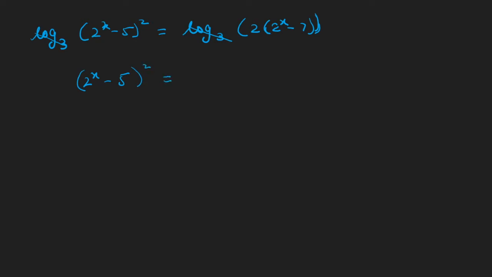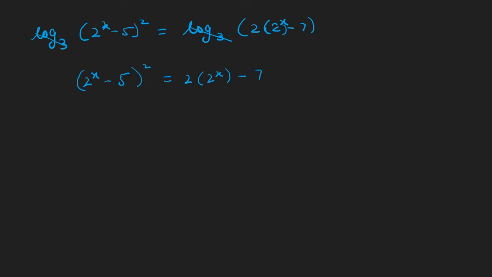So we had log base 3 (2^x minus 5) whole square is equal to log base 3 of 2 times 2 to the power x minus 7, right? Now we can cancel the logs from both sides. So we're left with (2^x minus 5) whole square is equal to 2 times 2 to the power x minus 7, right? Let me just rewrite this properly so there's no confusion.